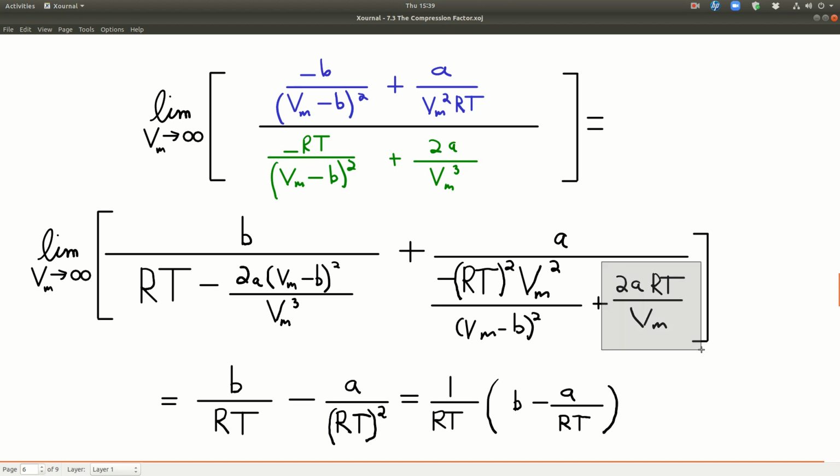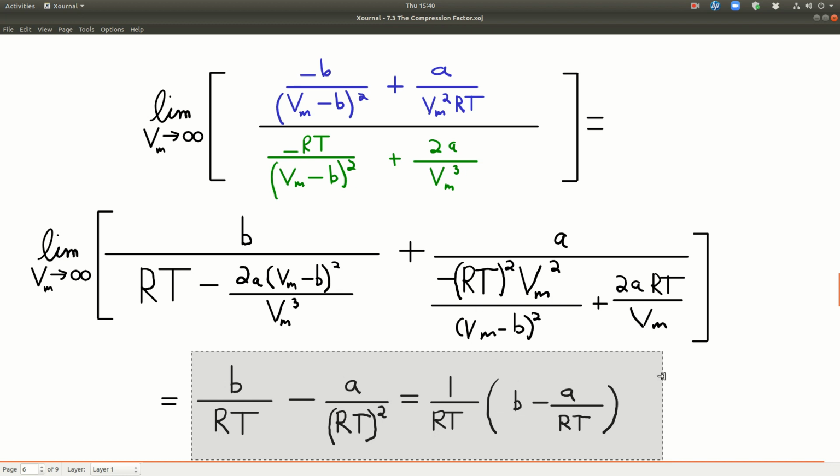This term here, as the molar volume goes to infinity, goes to 0, so it goes away. This term here, as the molar volume goes to infinity, the denominator goes to infinity faster than the top term does, and so this goes to 0 also. And so we end up with something really simple. The limit as the molar volume goes to infinity of partial z, partial p, constant T is equal to this expression right here. And we're going to rearrange this just a little bit. And that's a pretty simple expression.